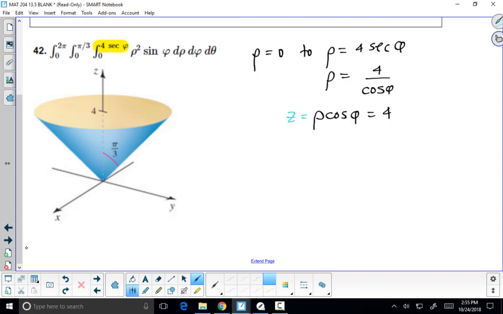What do you think the plane z equals 10 is going to be? Rho equals 10 secant phi. Yep, rho equals a constant times secant phi will be a plane at height, whatever the constant is. All right, that makes sense then.